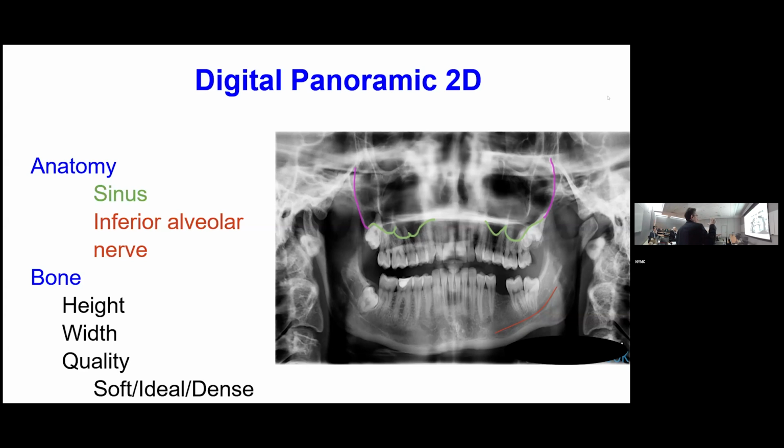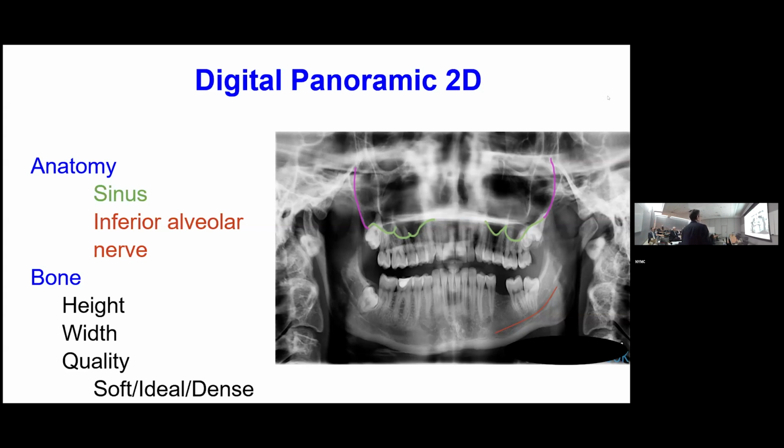So this is a digital panoramic. This is a two-dimensional X-ray. But some of the things we can look at are, you have the sinuses here in the green, and the nerve, which you see is outlined in red here, the nerve in the jaw. And it's on this side also. You can see in this patient, it happens to be an impacted molar that's impinging on the nerve. And that's also something we can look at.